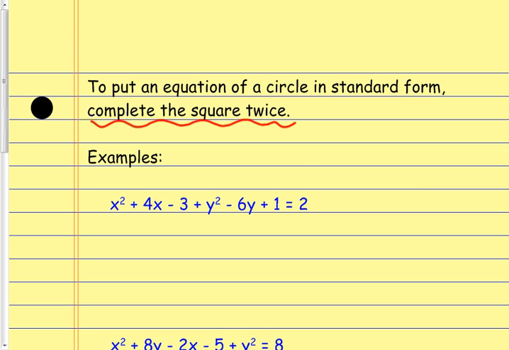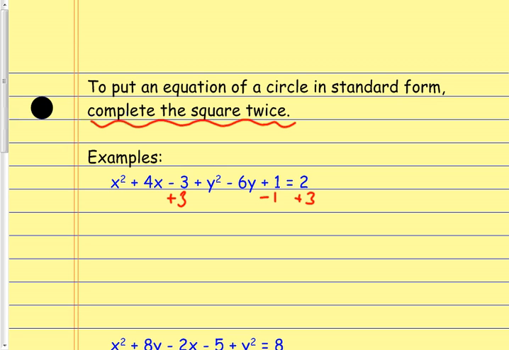So if I look at the first example here, when I'm completing the square, the first thing I always do is I create space by moving the constant terms. So in this one, I'm going to add this 3 to each side. I'm also going to subtract the 1 from each side. I'm creating space. I'm getting the constant terms out of the way. So what I have then is x squared plus 4x with a little bit of space, plus y squared minus 6y with a little bit of space, equals, over here, now that I've moved that stuff over, a 4.